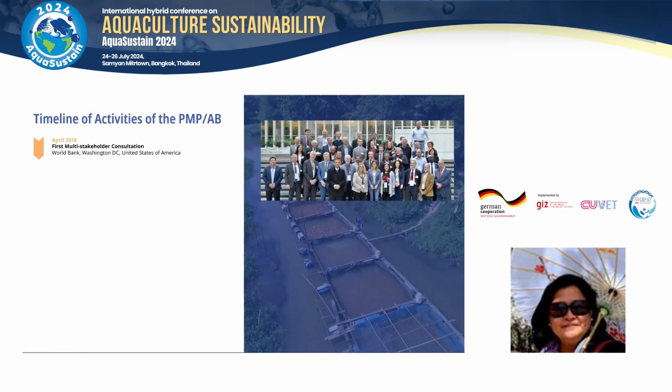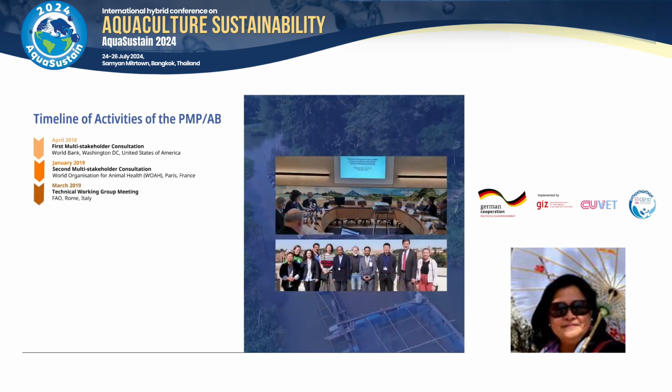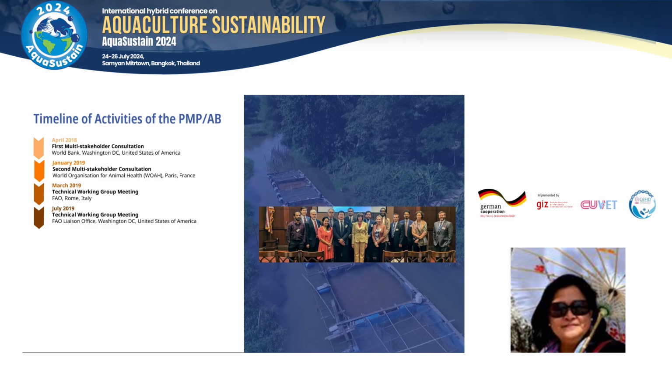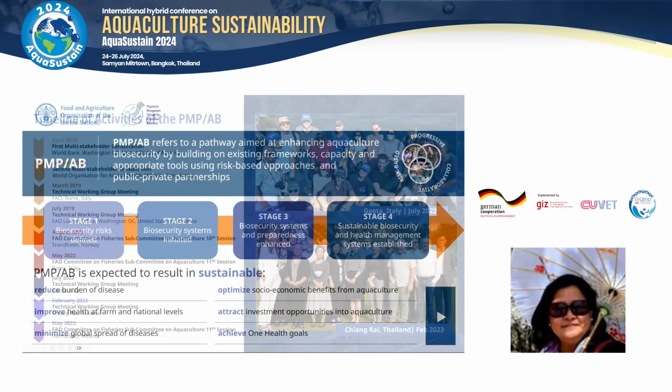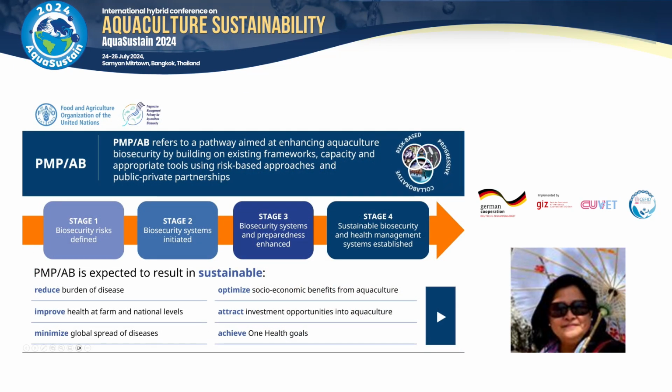Developed through two multi-stakeholder consultations and several technical working group meetings, and endorsed by FAO's Committee on Fisheries Subcommittee on Aquaculture during its 10th, 11th, and 12th sessions, the PMP/AB is expected to sustain, first, a reduction in disease burden; second, an improvement of health at farm and national levels; third, a minimization of global spread of diseases; fourth, optimization of the socioeconomic benefits from aquaculture; fifth, an attraction of investment opportunities into aquaculture; and lastly, an achievement of the One Health goals: health of the ecosystem, people, and cultured organisms.